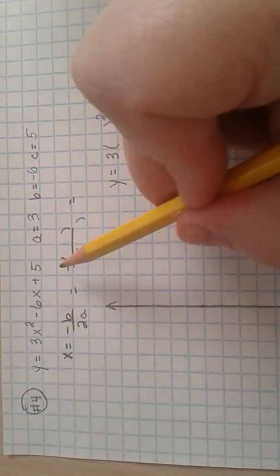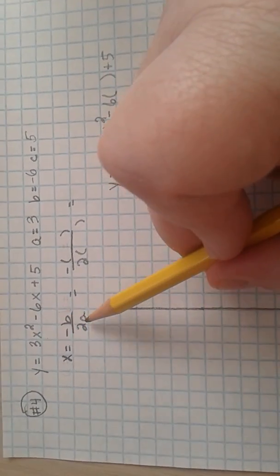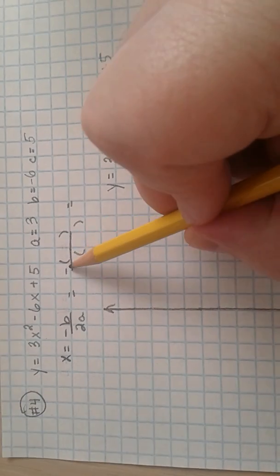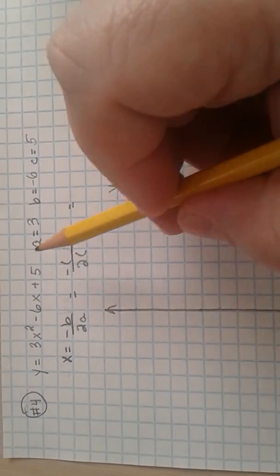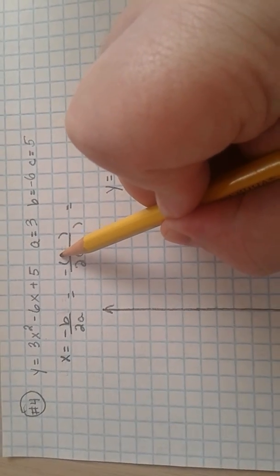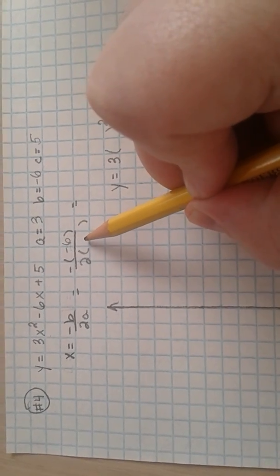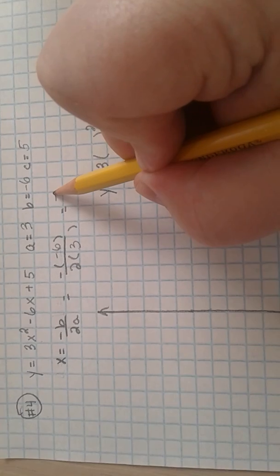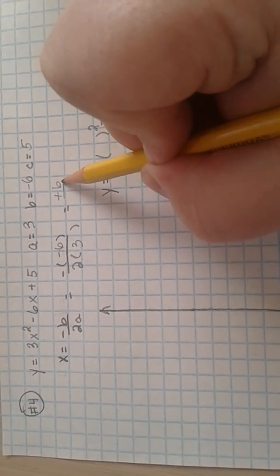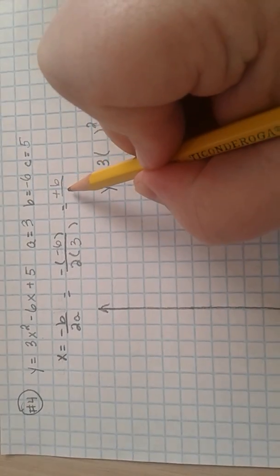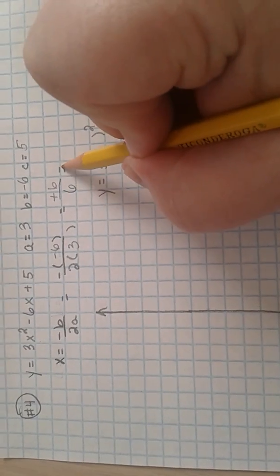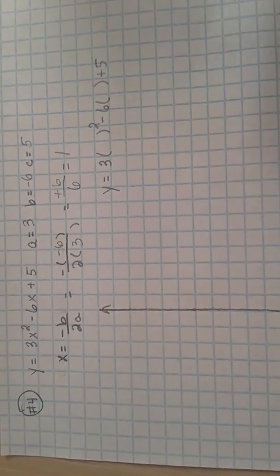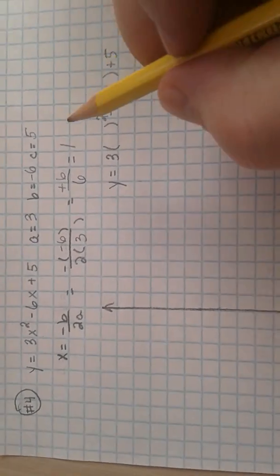A, B, C. Then we have our x-coordinate of our vertex is negative b over 2a, so it's negative parentheses over 2 parentheses. I'm going to put the b value in the numerator, and I'm going to put the a value in the denominator. Negative negative 6 would then be positive 6. I don't know why I wrote the positive sign, but I did. 2 times 3 is 6, so 6 over 6 is positive 1. So we know our x-coordinate is positive 1.